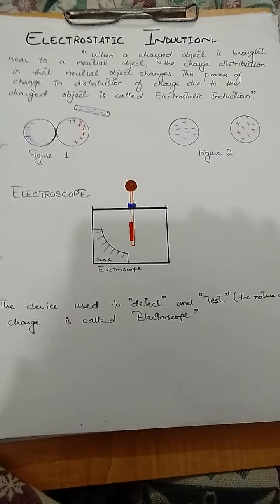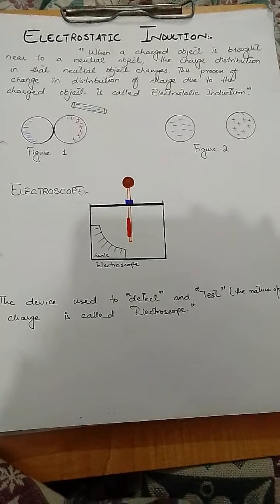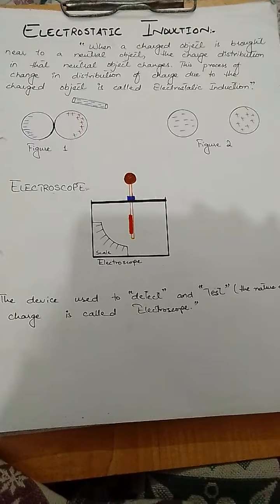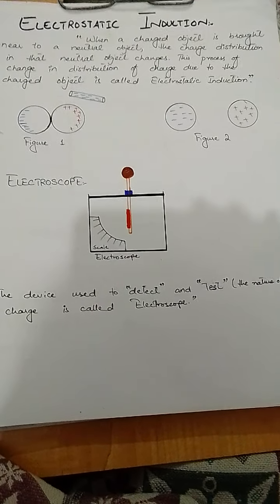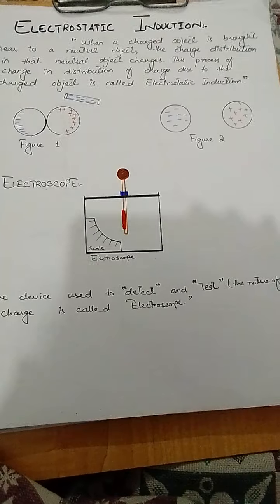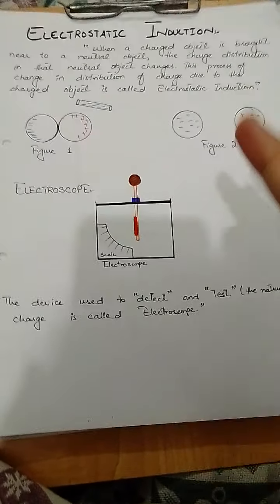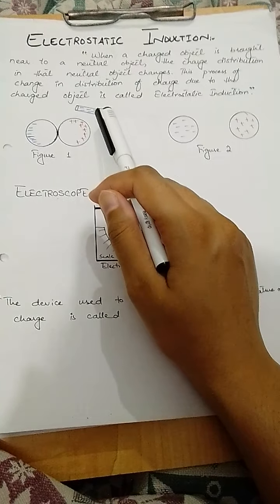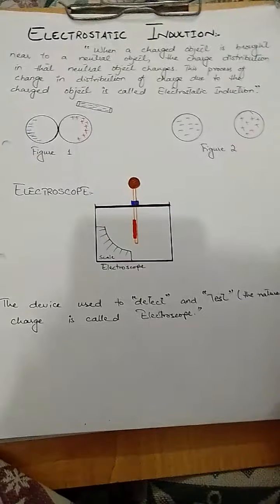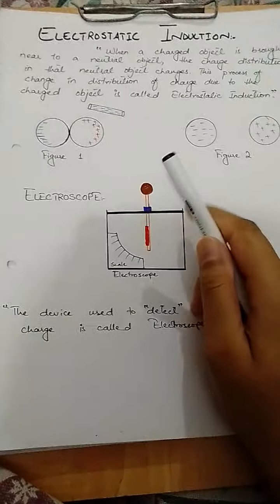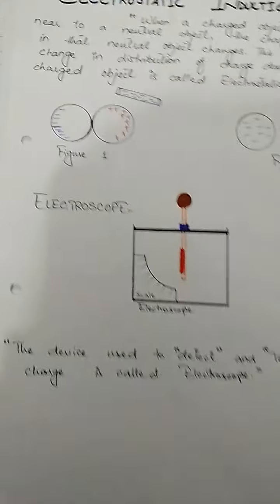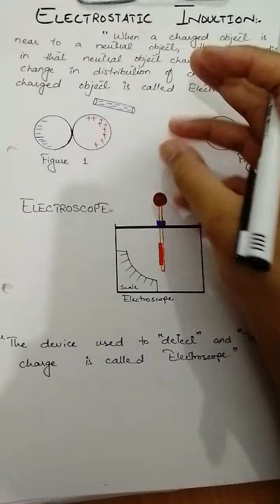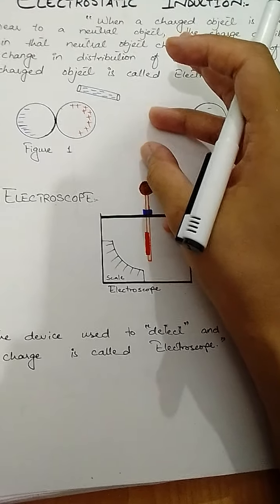So by definition, when a charged object is brought near to a neutral object, the charge distribution in that neutral object changes. This process of change in distribution of charge of the neutral object, due to the charged object, is called electrostatic induction. Basically, it's not about the transfer of charge right now, it's about the force of attraction or repulsion due to charges when they are brought close to each other.